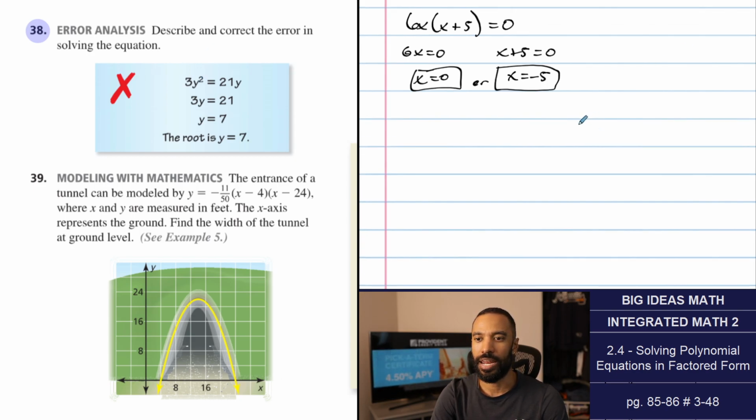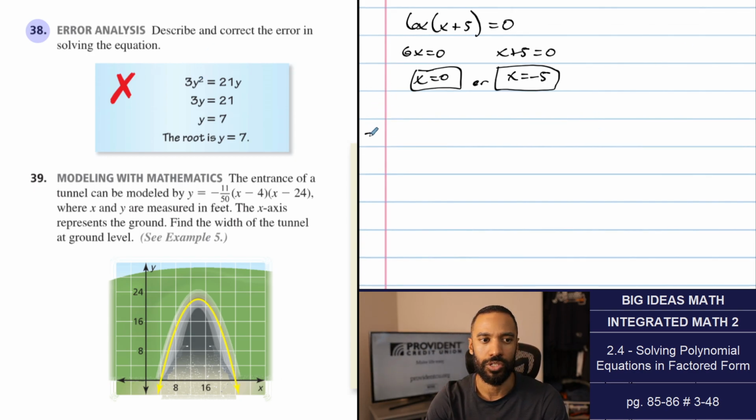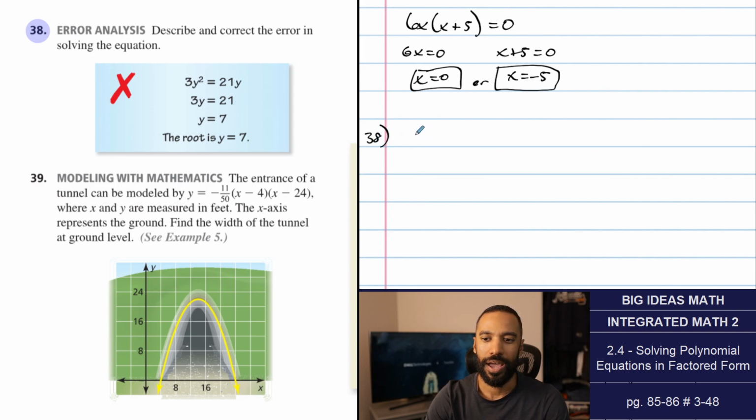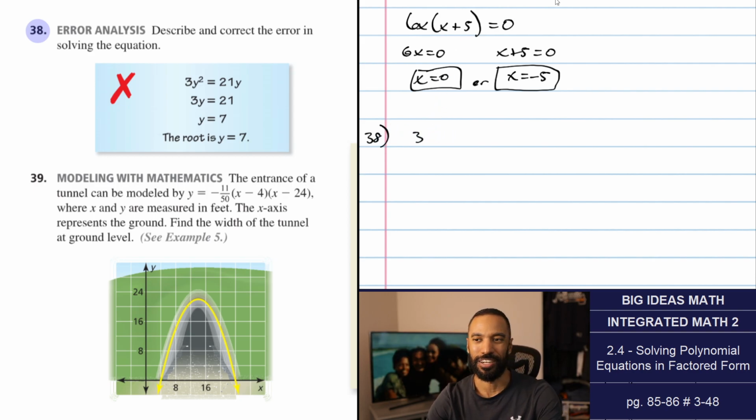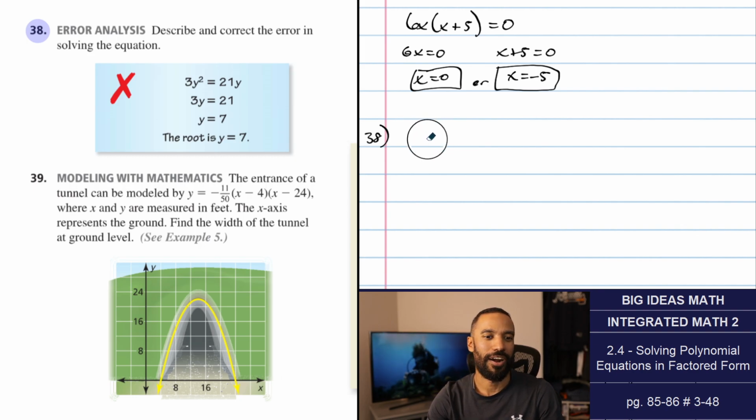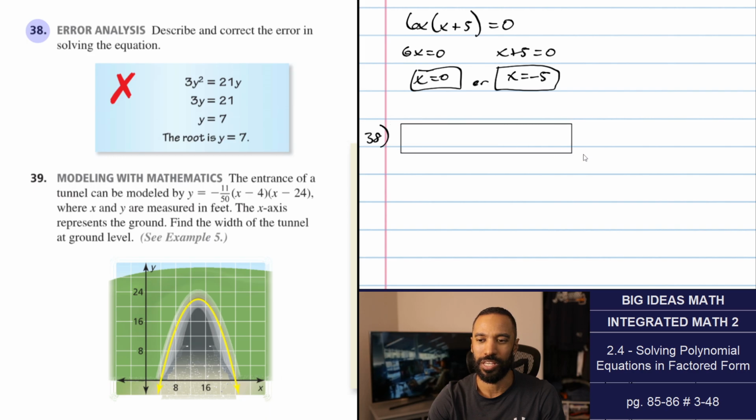All right, one more error analysis. Let's do it. Let's do 38. 3y, hold on. We got to describe the error first. 3y squared equals 21y. 3y equals 21. Y equals 7. The root is y equals 7.